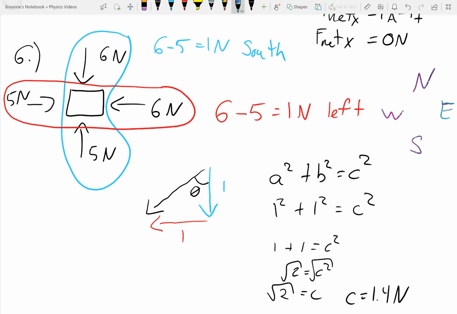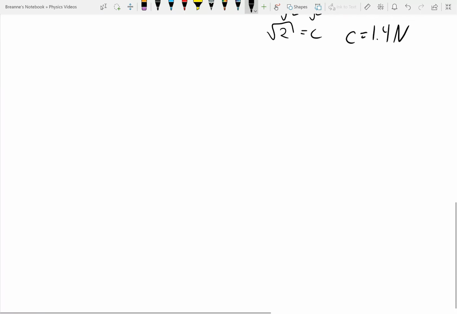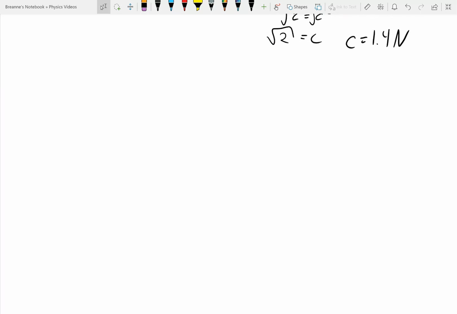And actually, this is not number 6. I realize this is number 7. I do apologize. Number 7, and it's going in the southwest direction. So, there you go. Just want to make sure you knew how to do that one. Let me scroll here. What's another one?